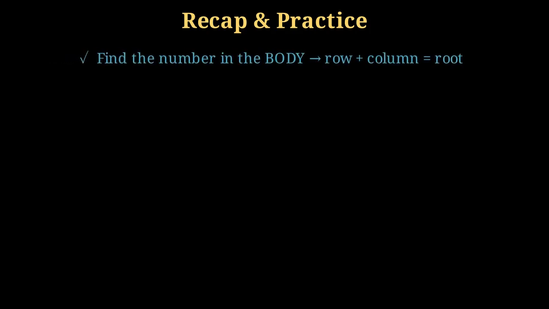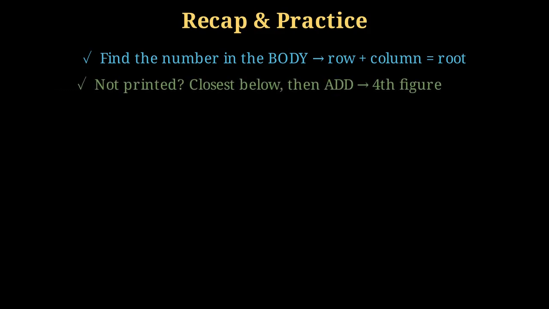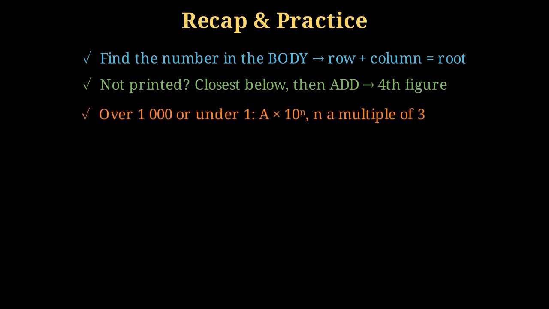Let's close the loop on everything you set out to learn today. To find a cube root, read the table of cubes backwards. Find the number in the body, and the row label plus the column heading give the first 3 figures of the root. If the number is not printed, settle on the value closest to it but smaller, subtract, and chase the difference into the ADD columns. The heading there is the 4th figure. And for numbers over 1,000 or under 1, write them as a times 10 to the n, with n a multiple of 3. The cube root of the power of 10 just shifts the decimal point.